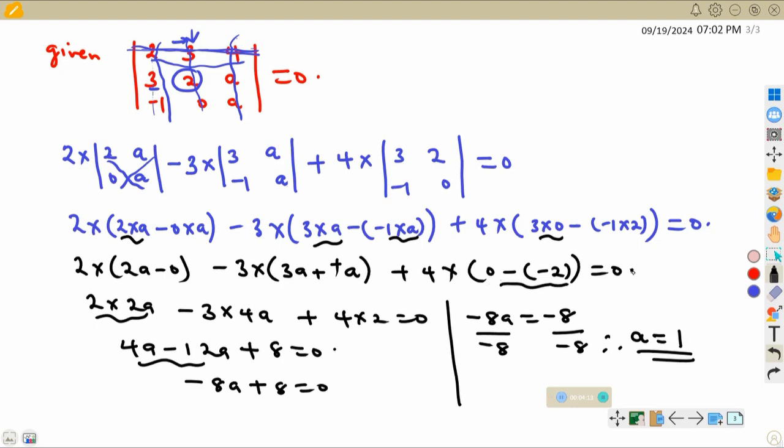So if you are given any 3 by 3 matrix, I hope you are now able to get what we call the determinant of that given matrix.